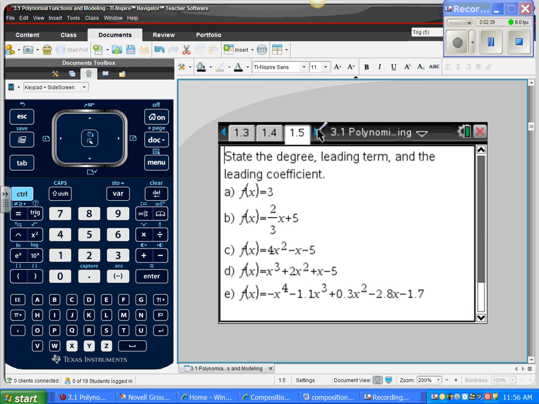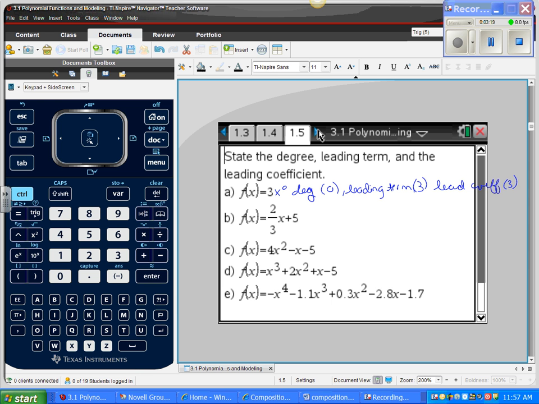So the degree, that's what we're going to start with. The degree is the number of the exponent, okay, the exponent to the variable. Since the variable here isn't shown, it's going to be x to the 0, okay? So your degree is 0. Your leading term is 3, and your leading coefficient is 3, because it's the only thing we have there, okay?